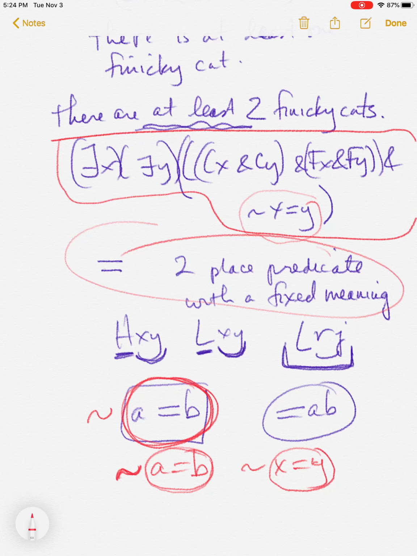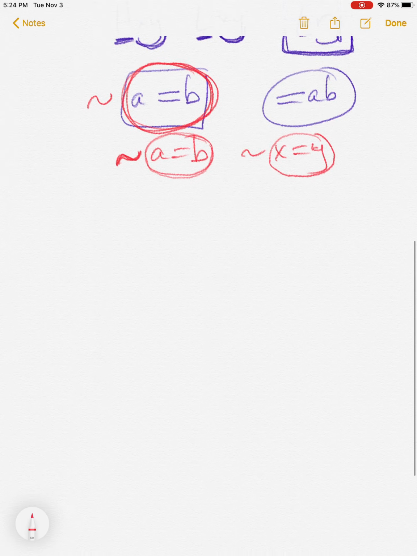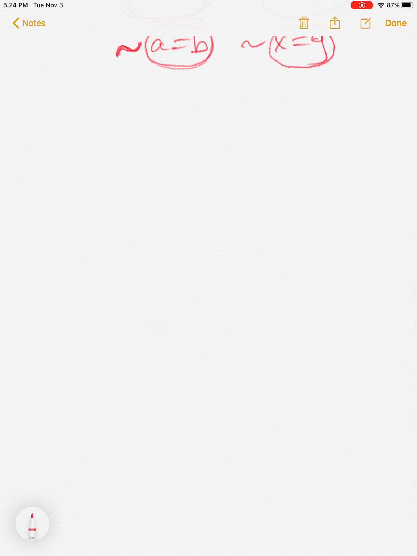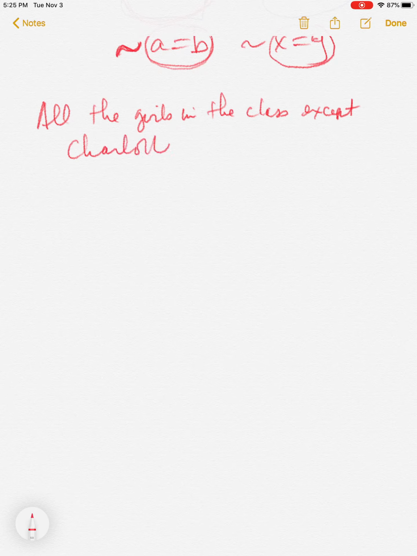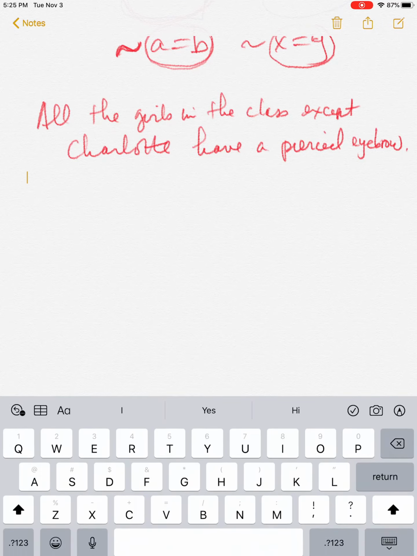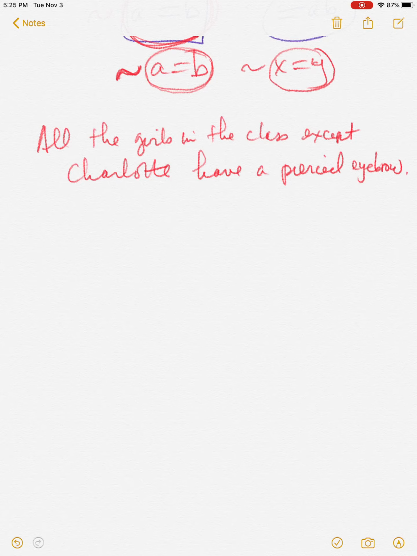Okay, let's take a look at another one. We can say all kinds of things now with identity in our language that we couldn't say before. So, all the girls in the class except Charlotte have a pierced eyebrow. All the girls in the class except Charlotte have a pierced eyebrow. Well, how would we translate that?